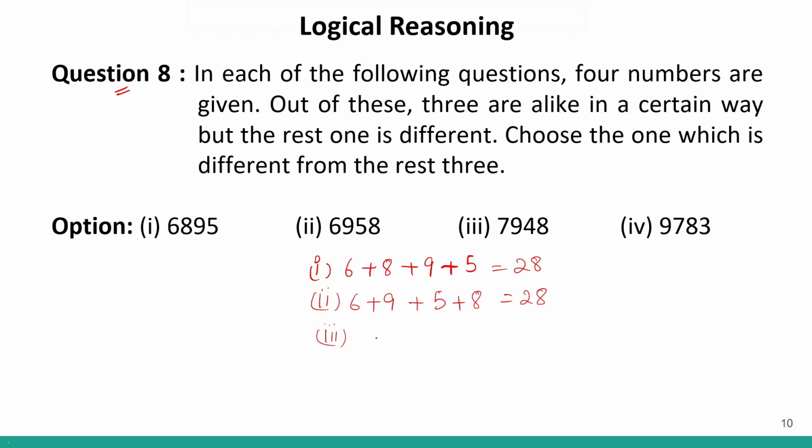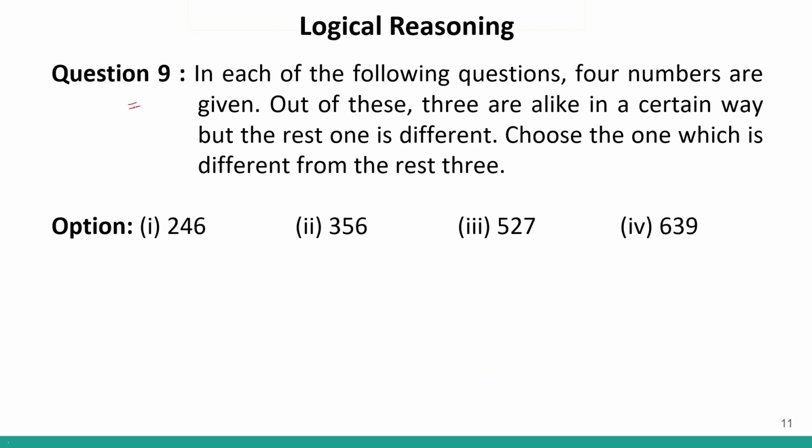Option number 3: 7 plus 9 plus 4 plus 8. So if I look at this, 9 plus 4 will be 13, 13 plus 7, 20, 20 plus 8 will be 28. And let us look at option number 4, which is 9 plus 7 plus 8 plus 3. If I do this, 7 plus 3 will be 10 and 9 plus 8 will be 17. So 10 plus 17 will be 27. So in options 1, 2, 3, the sum of the digits was 28. But in option number 4, it is different, 27. Therefore, option number 4 is the odd one out. Okay.